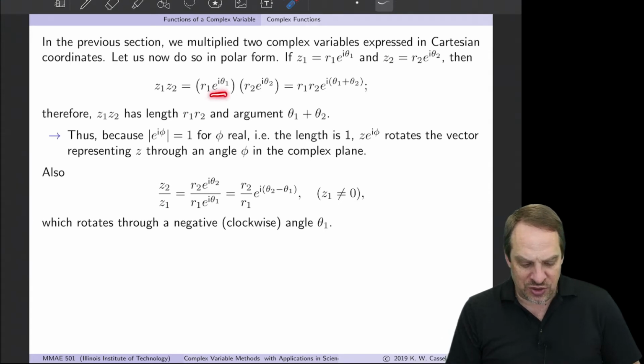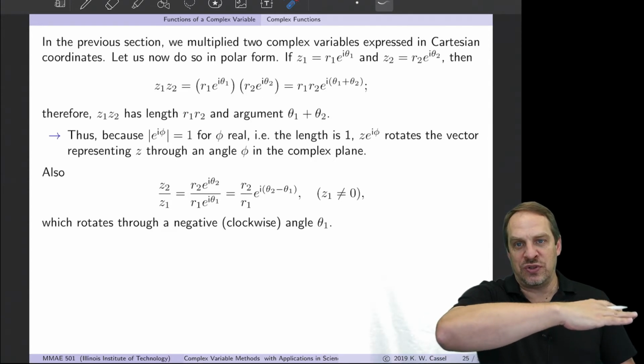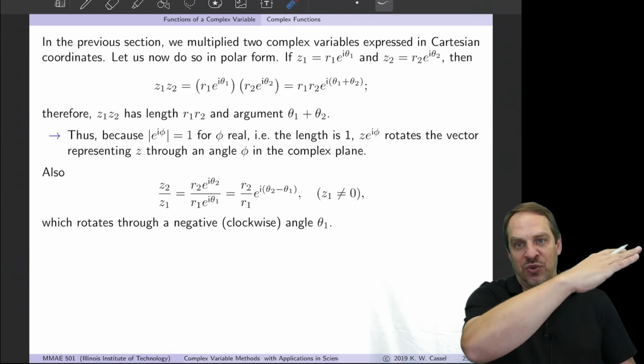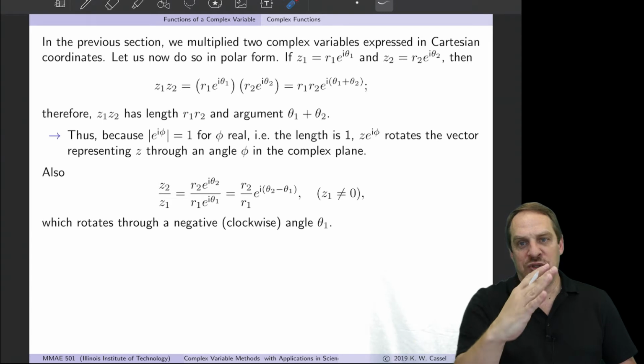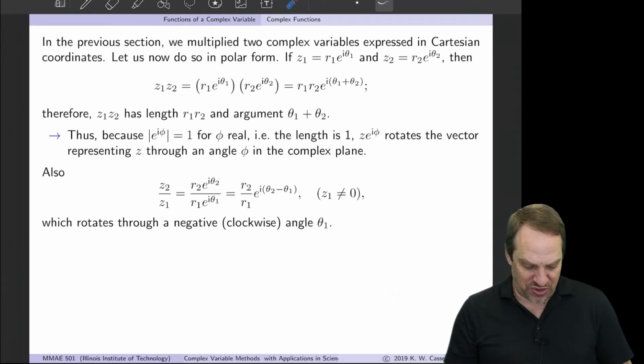Then the e to the i theta 1 times e to the i theta 2, that can be written as e to the i times theta 1 plus theta 2. So the argument of the product is the sum of the angles. So remember, the angles are from the positive real axis, so theta 1 plus theta 2. So that gives you the angle, the argument of the product.